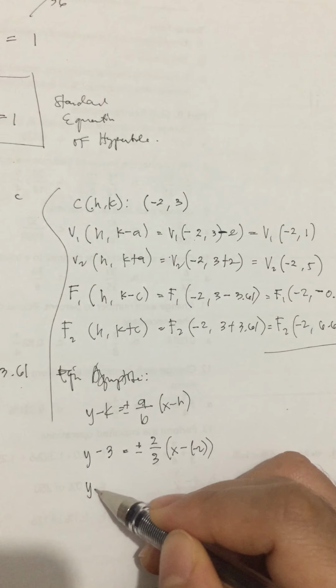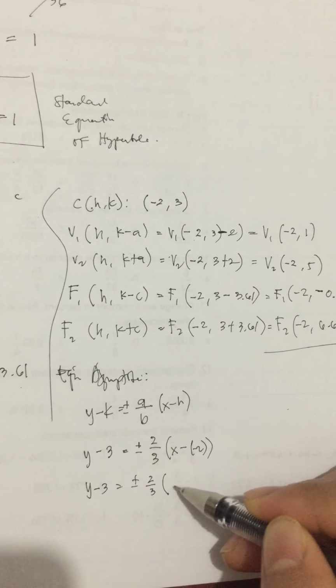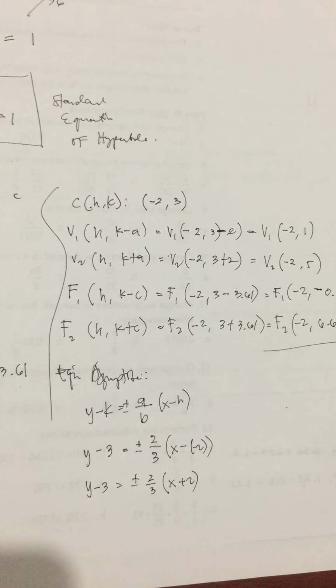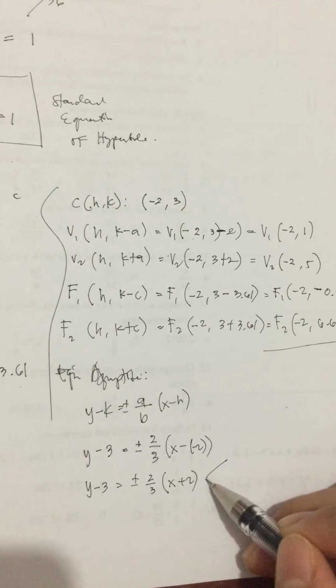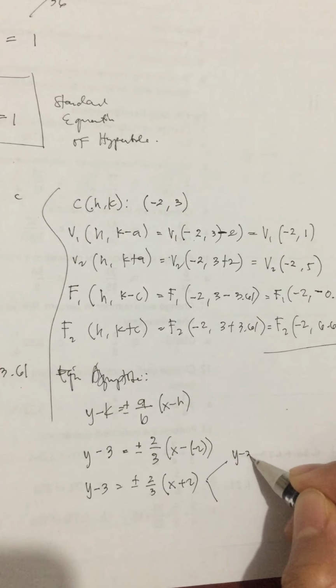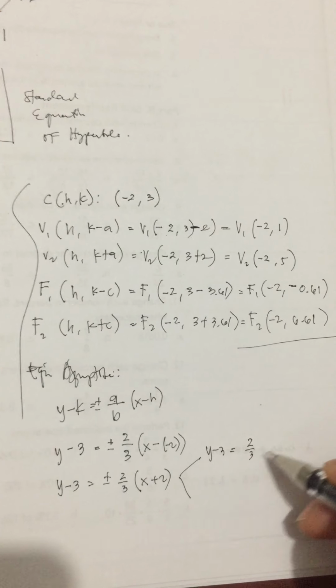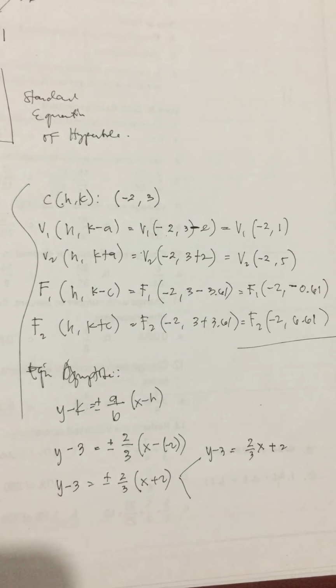So, ganyan siya. We have y minus 3 equals plus minus 2/3 x plus 2. So, distribute ni, magiging dalawa ito. Y minus 3 equals isang positive, isang negative. Tapos, distribute na lang tayo diretso, 2x plus 2. Ay, sorry.